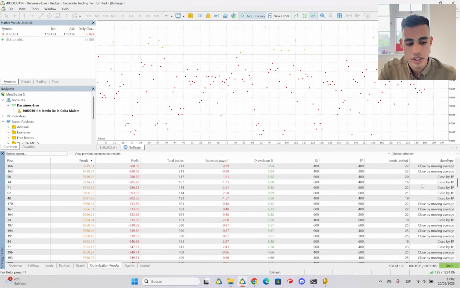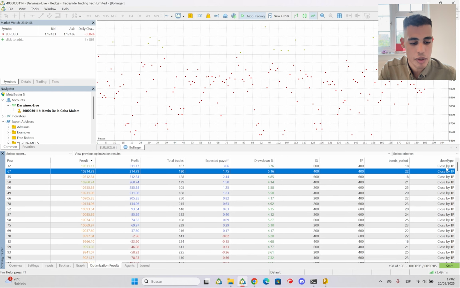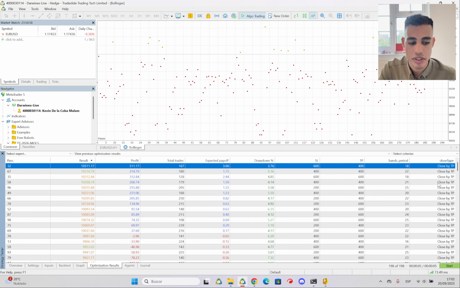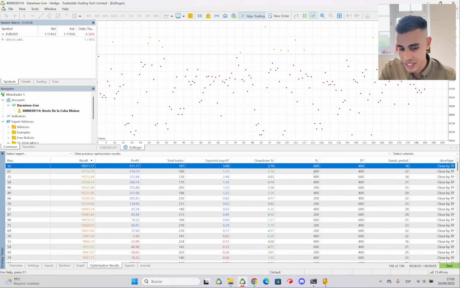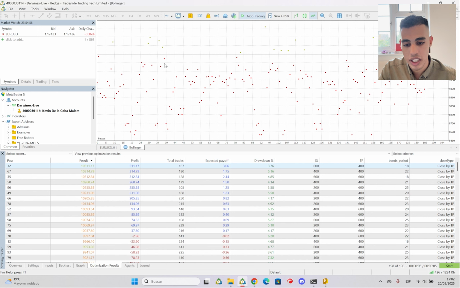Look, we have here also a clear pattern. We can see that the better results are the ones where the operations are closed by a TP, by a take profit, not by the moving average. So that's one conclusion that we can have. For example, the bands period, we have a lot of different values. If we check, most of them are above 20, but I wouldn't get into those conclusions. But for example, for the TP, most of them are above the 400, the good ones, and the SL, the stop loss, random values. But look, here, just by looking at this, we can see that most of the sets are not good, so I wouldn't even try to trade this strategy here.